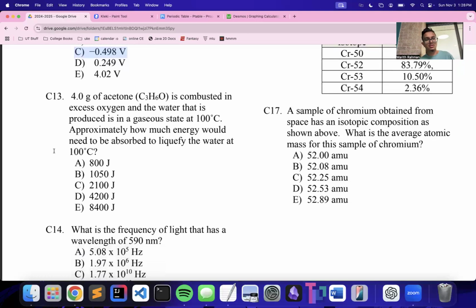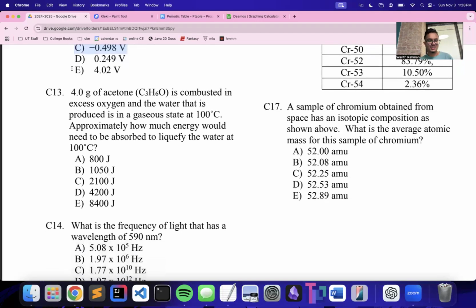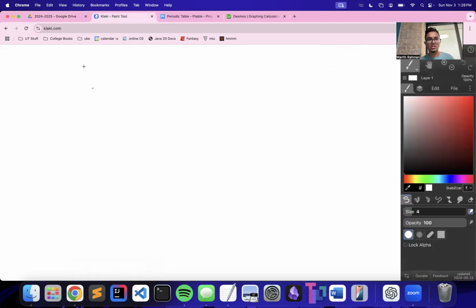So C13 is just going to be about trying to see, can you write out this combustion reaction in the first place? Any combustion reaction is going to start out with our hydrocarbon, C3H6O. We need to add heat as well as oxygen gas to it. And what this is going to end up producing is gaseous carbon dioxide and water vapor.